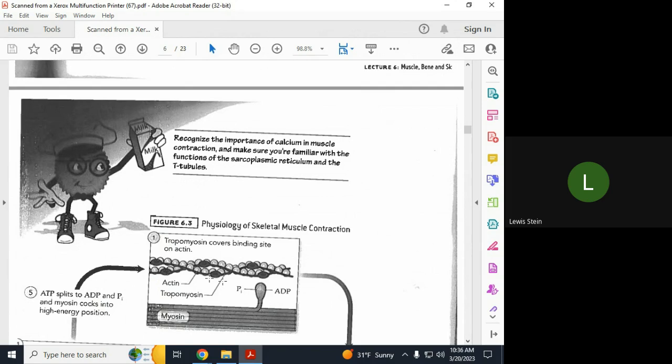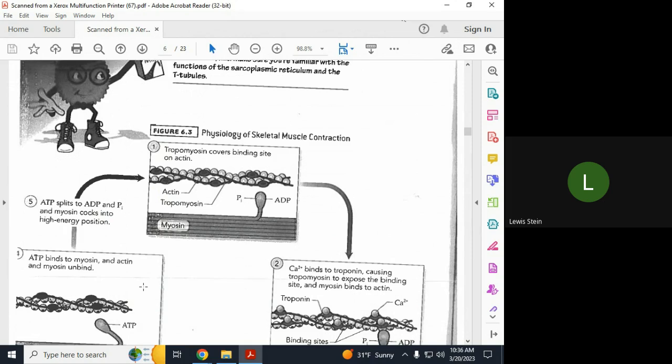But you should look at that sequence. I don't know if that's going to be important, but here the ATP splits into ADP and inorganic phosphate, and the myosin head cocks into position. So the inorganic phosphate is still there with the ADP when it's cocked.